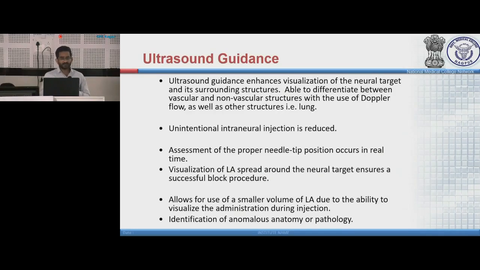Ultrasound guidance enhances the visualization of the nerve target, and we can distinguish vascular and non-vascular structures, and any pathology and aberrant anomaly. Then we can use a minimal amount of drug, like 10 ml is sufficient for most of the blocks, so that local anesthetic toxicity can be avoided. Under ultrasound guidance, we can visualize the whole length of the needle, so complications like nerve injury are less. Then it allows a smaller volume, as already told.